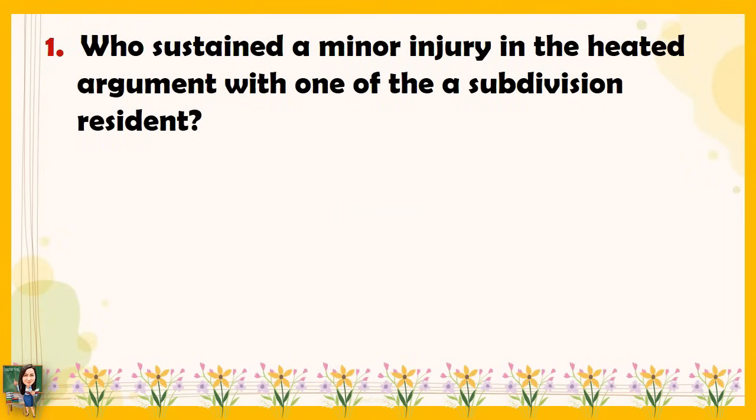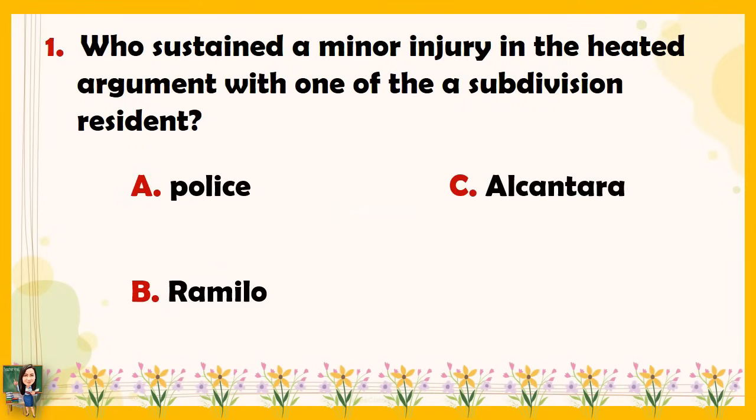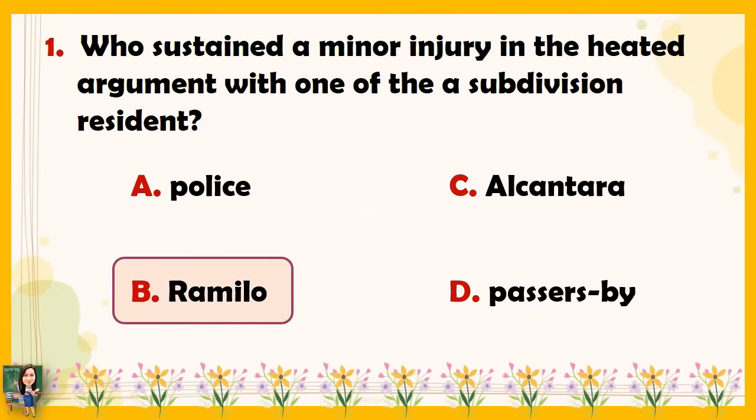And now, let us answer the following. Number 1. Who sustained a minor injury in the heated argument with one of the subdivision residents? A. Police. B. Ramilo. C. Alcantara. D. Passers-by. What is the correct answer? Very good. The correct answer is letter B, Ramilo.